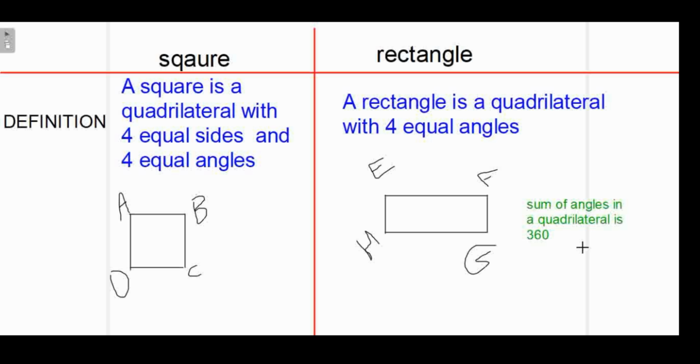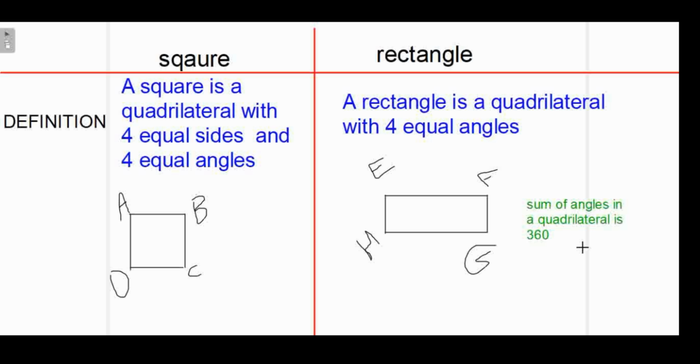And if anyone asks you, for example, like it happens in books like riddles, if you have a quadrilateral with 4 equal angles, what is this quadrilateral? What would be the answer?